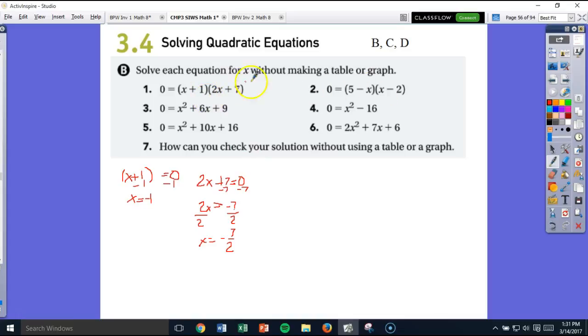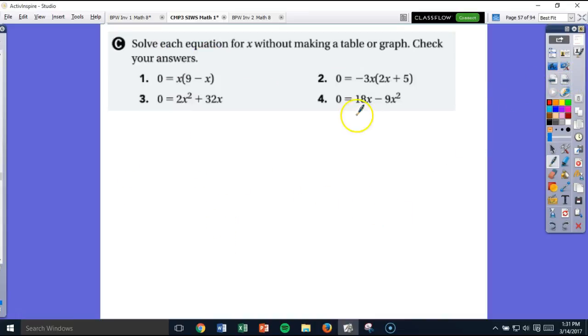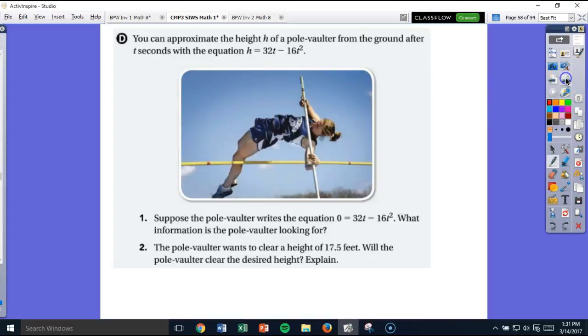So these two are already factored, 1 and 2. 3 through 6, you need to factor those and then solve for x. As I said, to check these, we just plug our answers back in and see if we wind up getting an answer of 0. C is going to be more of the same sort of problem solving. You'd have x equals 0 and 9 minus x equals 0. Solve for x for each of those. Factor these out. Just more continued practice there on C.